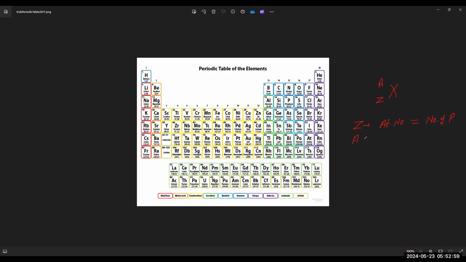And A is the protons plus neutrons. This is also due to nucleus. A is also due to nucleus. Z is also due to nucleus, right? Okay, so if I take sulfur, what is the atomic number of sulfur? And what is the mass number? It's not mass number, it's average atomic mass. What is it?